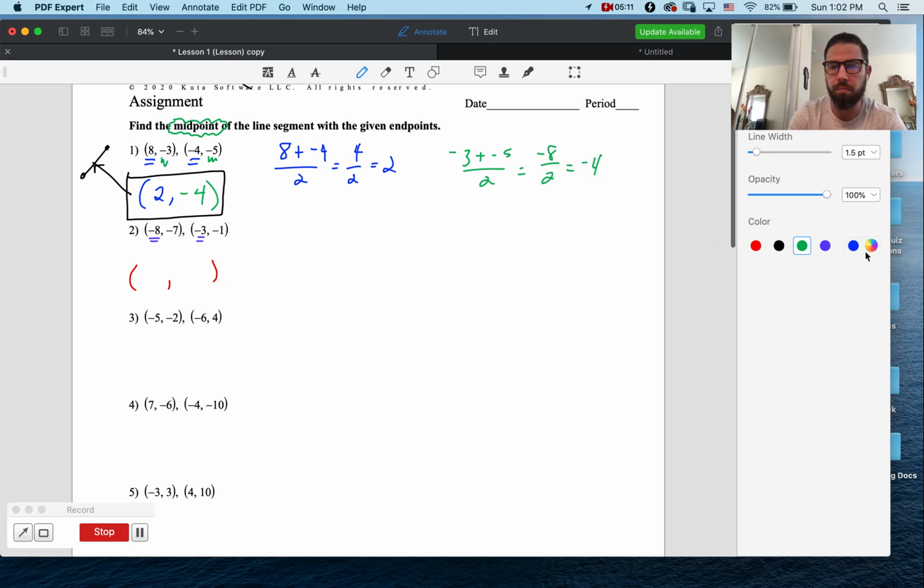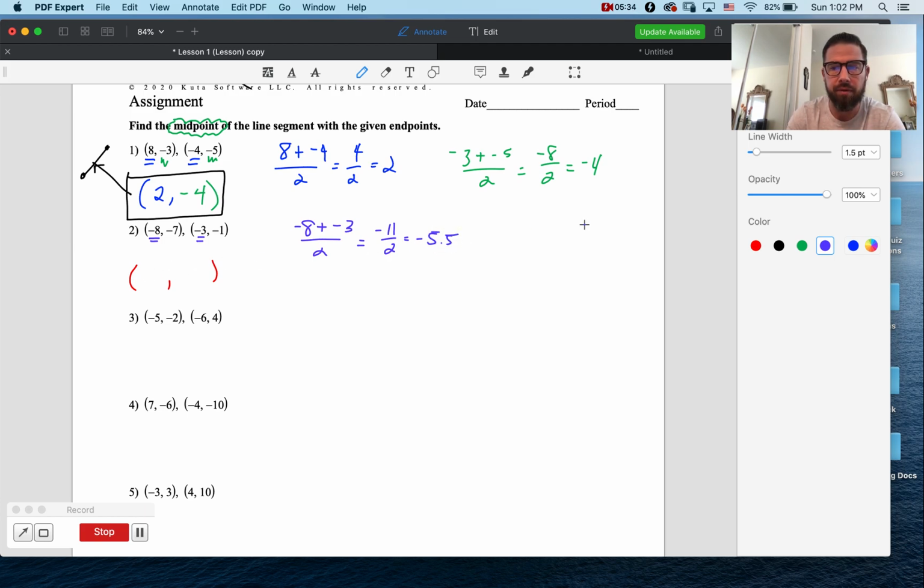Okay, so I'm going to work in purple to start. We have our first x, which is -8, plus our other x, which is -3, divided by 2. What does that give us? That gives us -11 over 2. You can leave it as -11 over 2, or if you put that in your calculator, you get -5.5, that's fine.